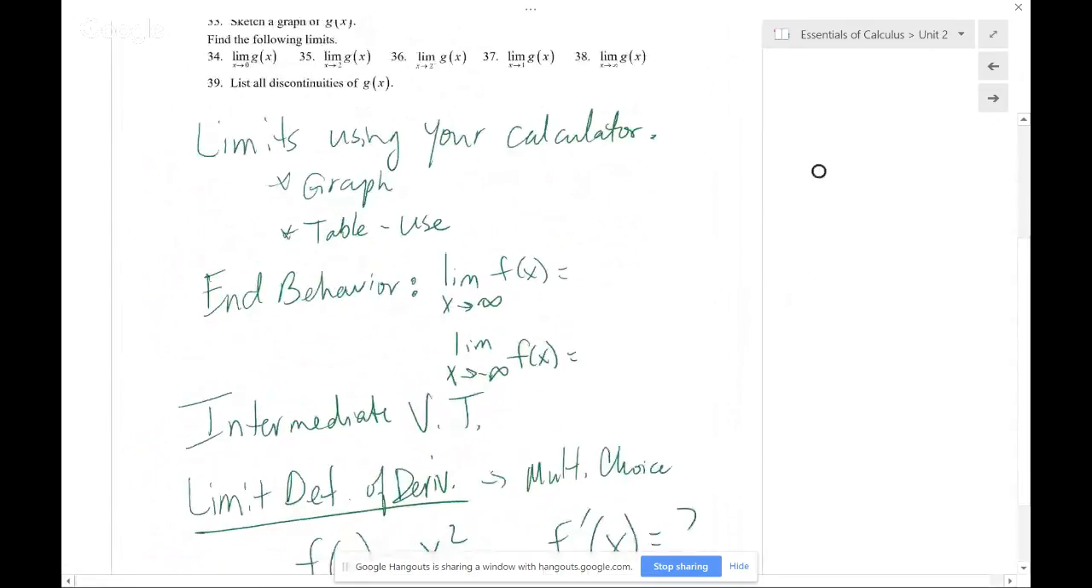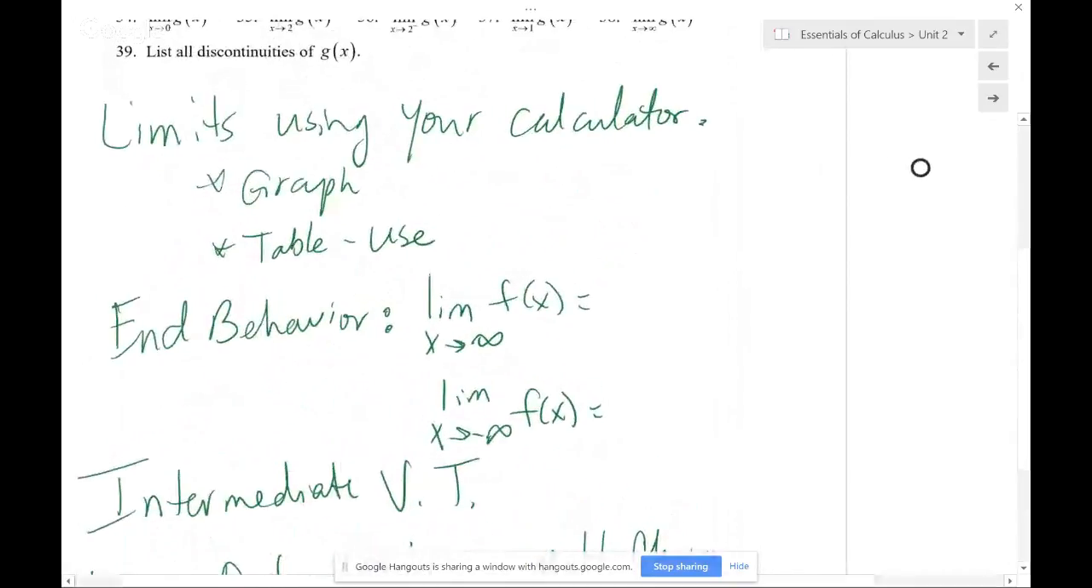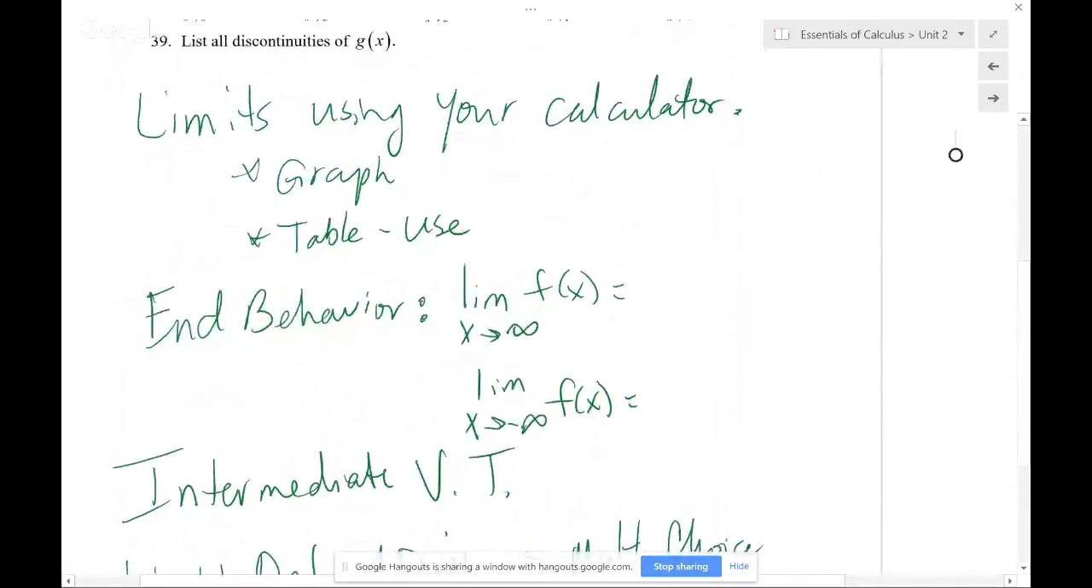So here are a few things that you're going to need to make sure that you are able to do for the test tomorrow. You want to make sure you know how to use limits, how to determine limits using your graphing calculator. So you're going to need to graph the function and then use the table to try to find where that limit approaches. Sometimes you can figure it out just by looking at the graph, but for the most part, you want to be able to do that using your graphing calculator and the table function.